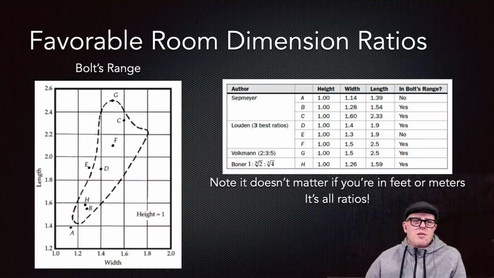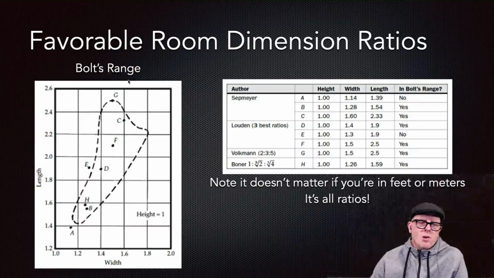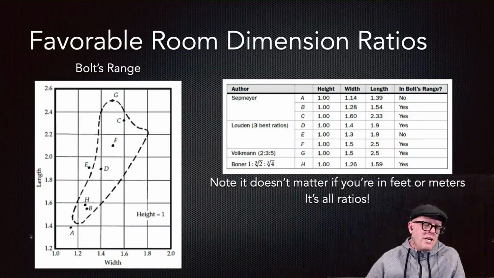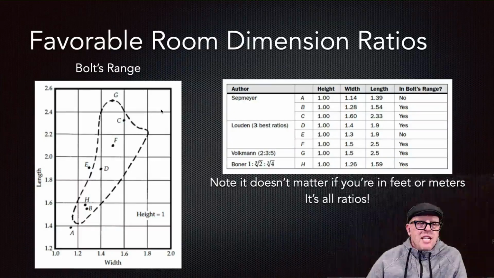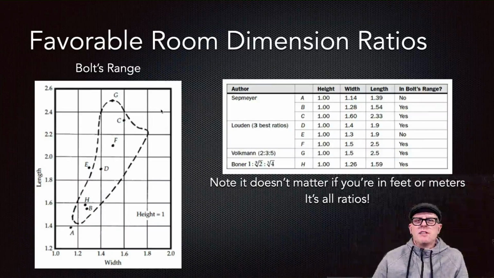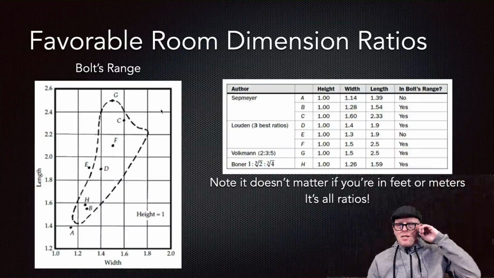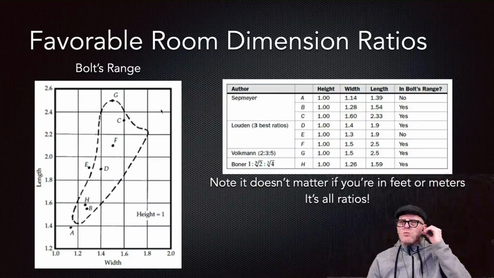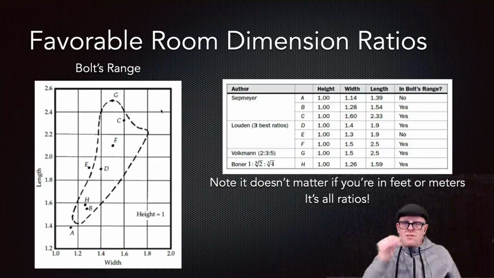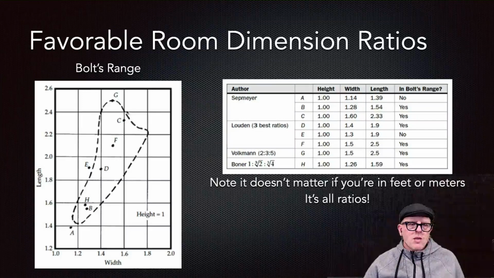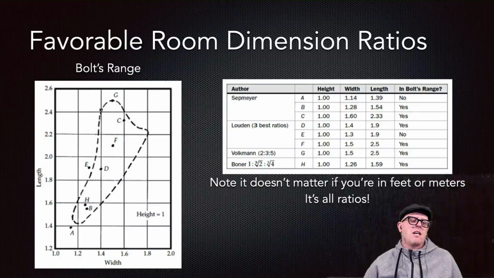So let's take this one right here. They call this Bolt's range. I call this the pork chop. This plot came out a few years ago in a paper, and it looks at favorable room dimension ratios, the ratio of the length, the width, and the height of a room. If it falls within this pork chop, or a weird looking South America, no, more like Africa-ish, I'll just call it the pork chop.